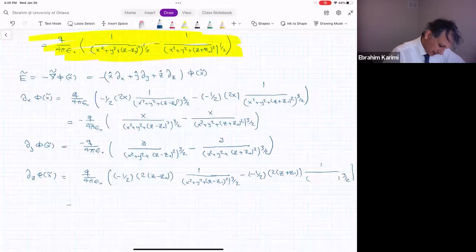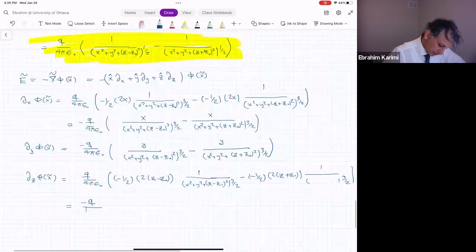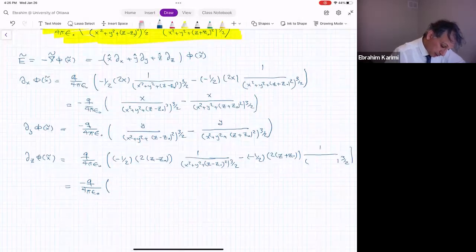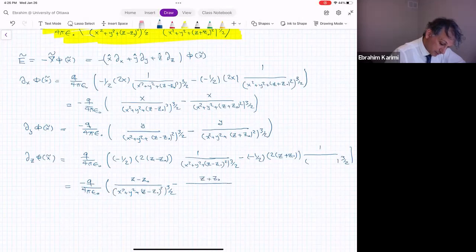So let's simplify that. That will be minus q divided by 4 pi epsilon naught. Then that will be (z minus z0) divided by (x squared plus y squared plus (z minus z0) to the power of 2) to the power of 3 divided by 2, minus (z plus z0) divided by (x to the power of 2 plus y to the power of 2 plus (z plus z0) to the power of 2) to the power of 3 divided by 2. Okay. Good.